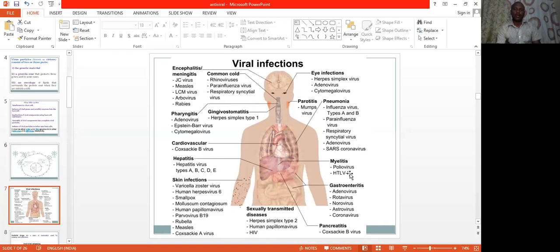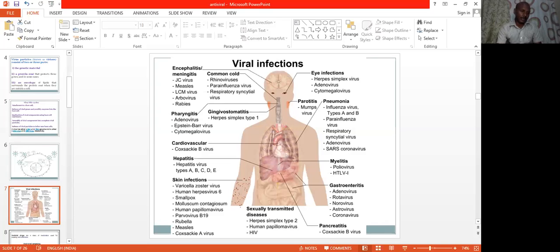And myelitis, then you have the poliovirus, and gastroenteritis. So adenovirus, rotavirus can cause gastroenteritis and pancreatic infections. And then sexually transmitted diseases. Majorly you have HIV, herpes simplex type 2. So these viruses can cause infection in any organ.